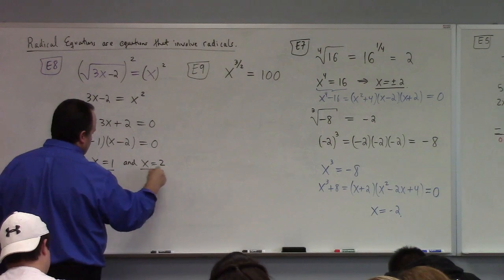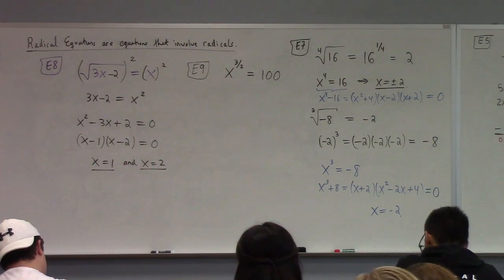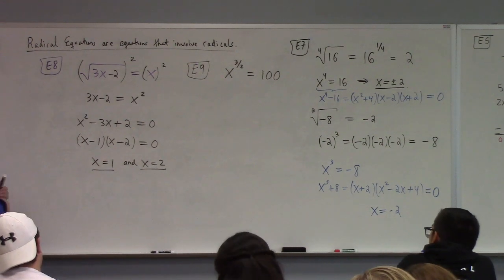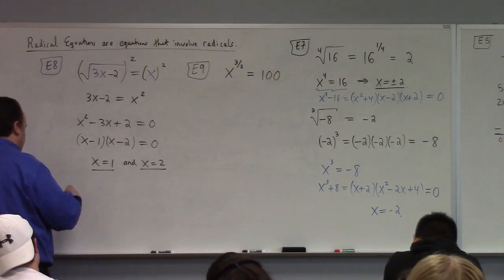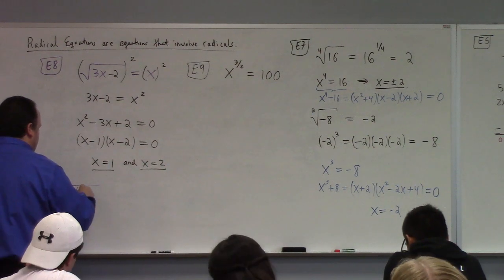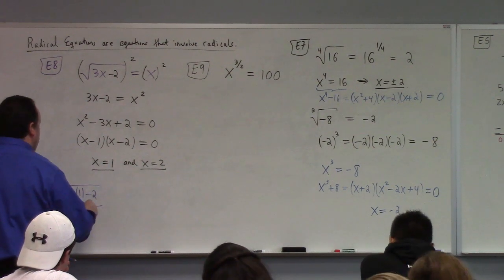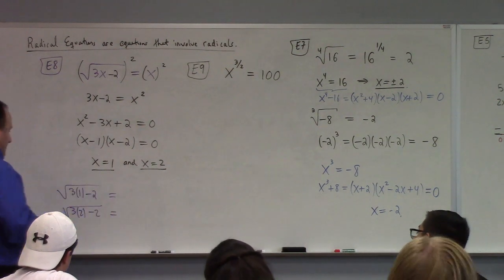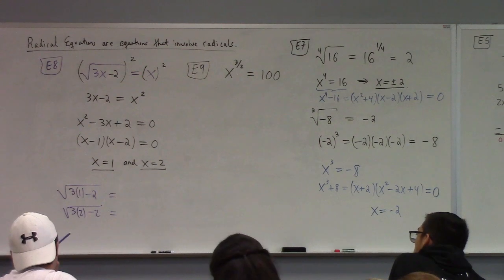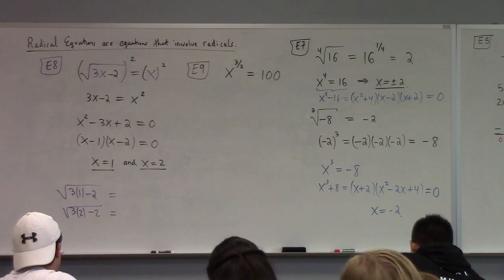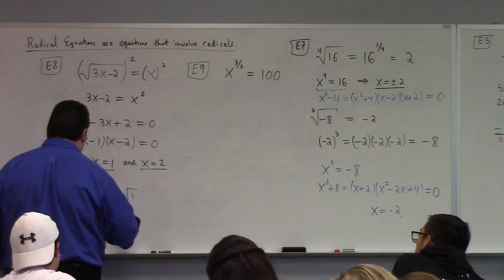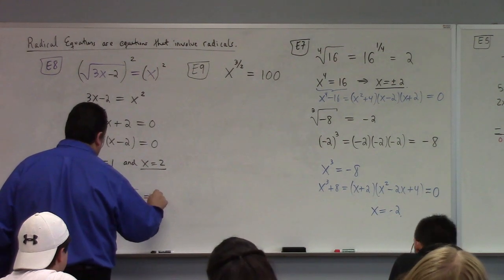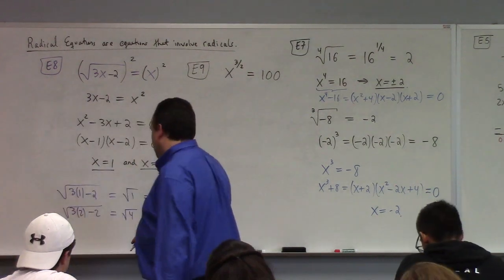Now, are they actually solutions? No, but they're proposed. So we need to check our answers. If we try the square root of 3 times 1 minus 2, and if we try the square root of 3 times 2 minus 2, what do we get? We get the square root of 1, or we get the square root of 4, so we get 1, or we get 2, right?